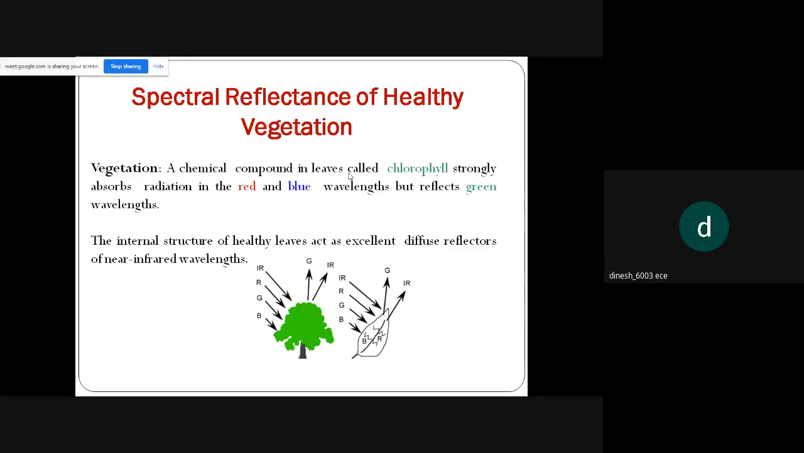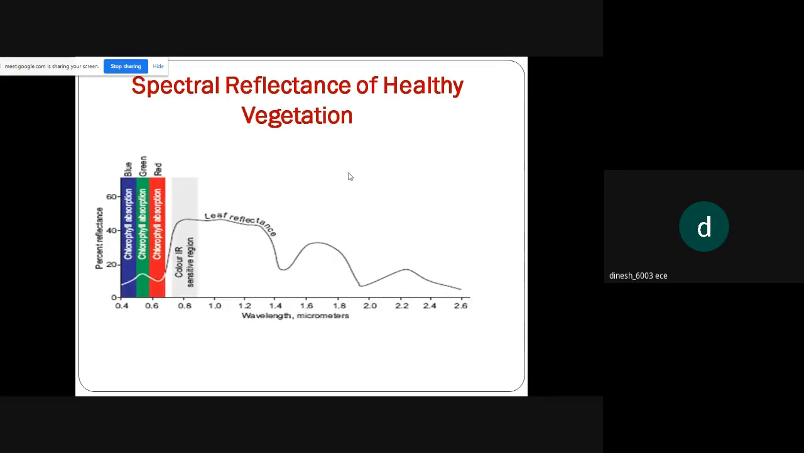The absorption of the chlorophyll, absorbing red and blue and reflecting green, is the spectral reflectance. We can see the spectral reflectance of healthy vegetation depending upon the color that it reflects. Chlorophyll absorption will be there in blue and red, whereas reflection will be there in green. Okay, so this is the wavelength versus reflectance curve.